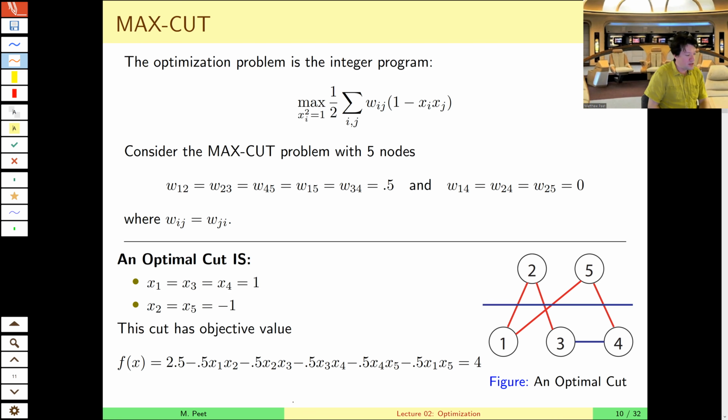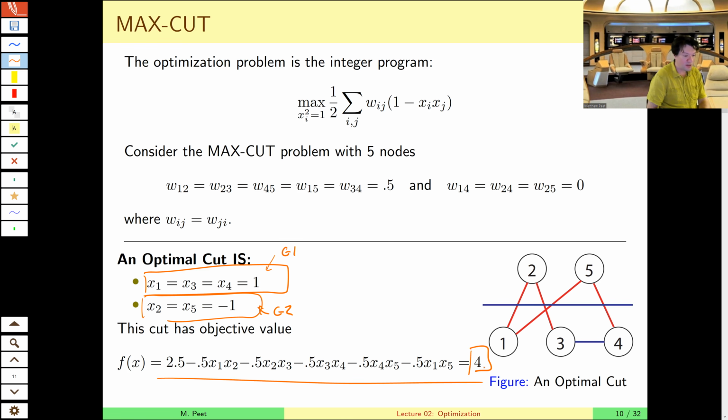So here is just an illustration of the problem. If we assign students 1, 2, and 3 to group 1, and we assign students 4 and 5 to group 2, then we plug these values into the objective function, and we get a cut with value 4.